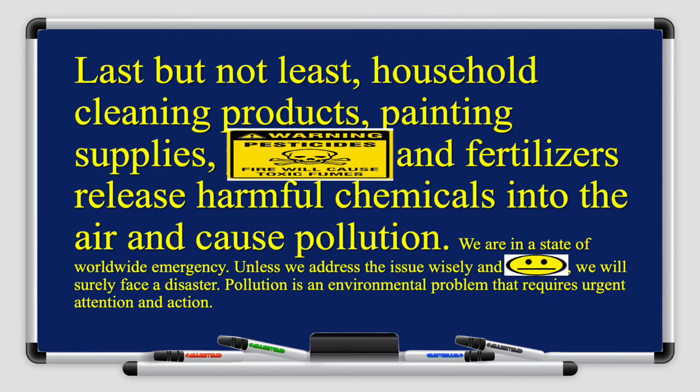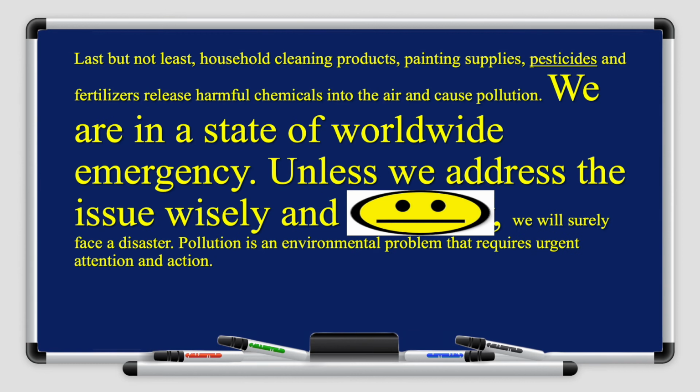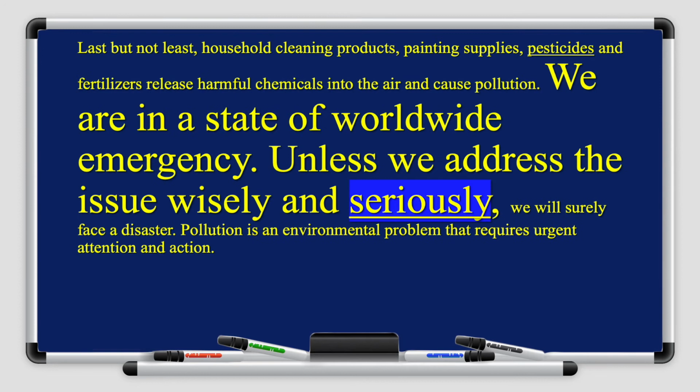Well, you can see that there's a warning sign and it is written there, pesticides. When you go to any garden where they spray pesticides, they will have this warning sign in front of it. So the answer is pesticides. Okay, now to this image. Is he happy? Is he sad? Is he crying? No, he is giving us a serious look. So the word is seriously.